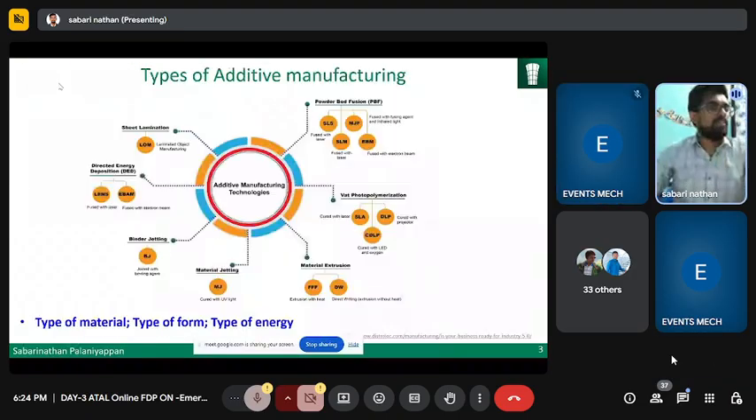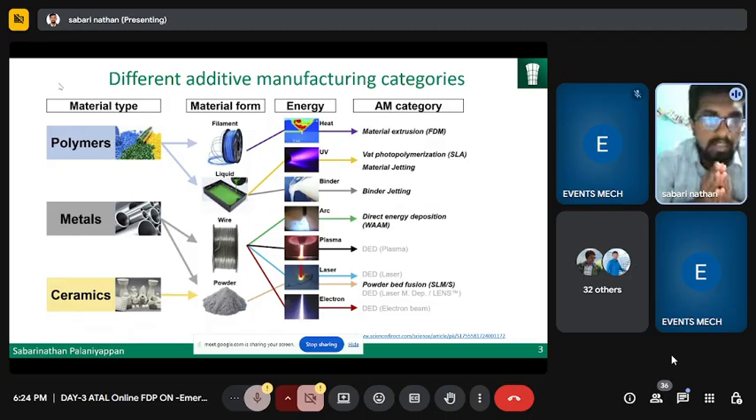Okay, coming to the types of additive manufacturing processes. I think everyone knows about the various types of additive manufacturing, so I am not going in depth. I will just tell you the types of additive manufacturing process, which are closely related to types of material, types of form, and types of energy, because these are the main components used to classify additive manufacturing processes effectively. The first one is materials.